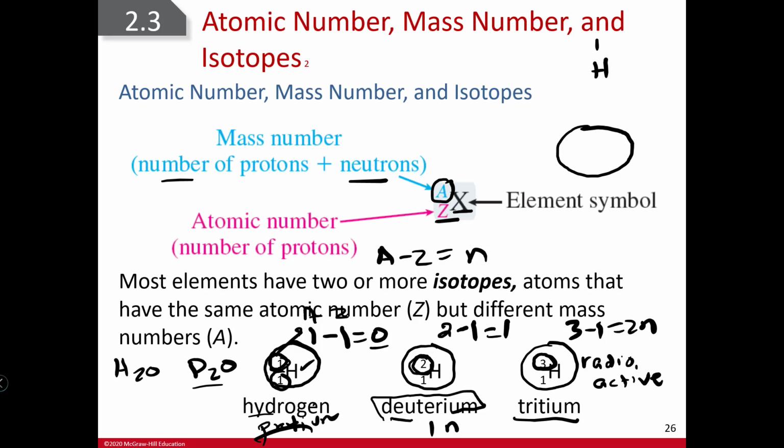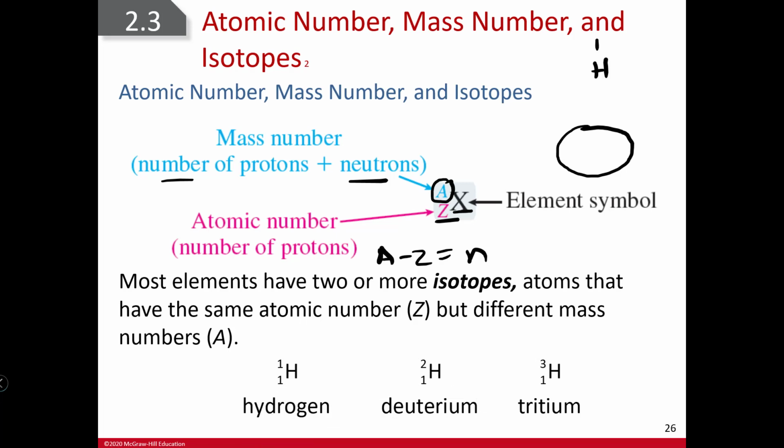So Dalton got this part wrong, but we're okay. That's what happens when we have theories. Remember, theories change. As we gain more knowledge, theories change. And so what we have here are 3 isotopes. That's the name, and you need to know that name. 3 isotopes of hydrogen. They all behave chemically the same, but they do have different masses.